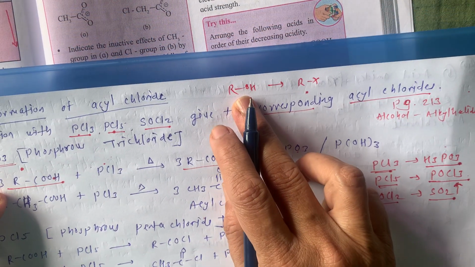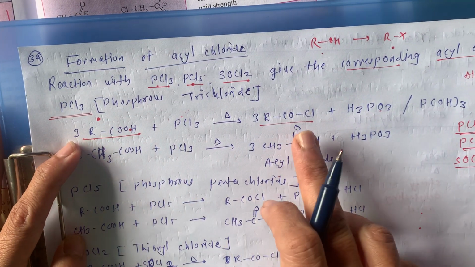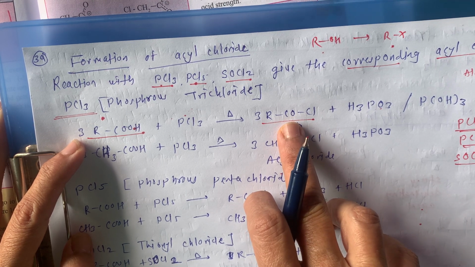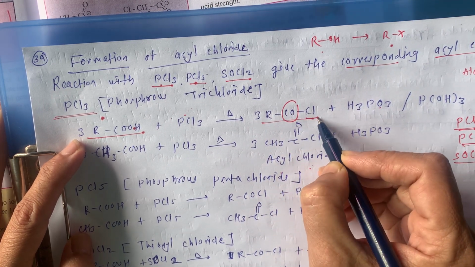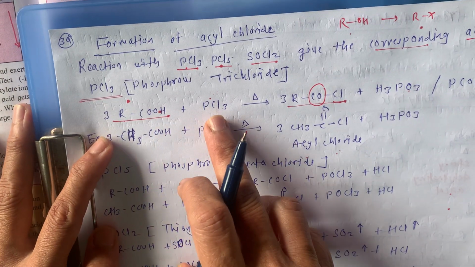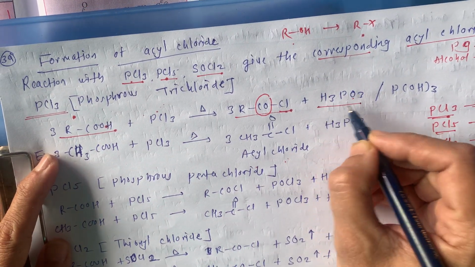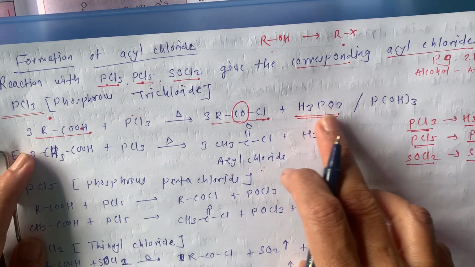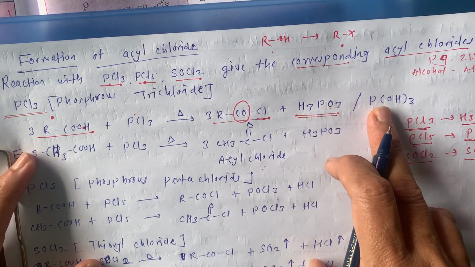In the previous chapter, alcohol is converted into alkyl halide, while here a carboxylic acid is converted into acyl chloride. Acyl chloride has C double bond O attached to Cl, so this is acyl chloride. Just like the previous reaction, when we use PCl3 as a reagent, the byproduct is phosphorous acid. We can write it as POH thrice also, or H3PO3. That doesn't make any difference, both are the same.